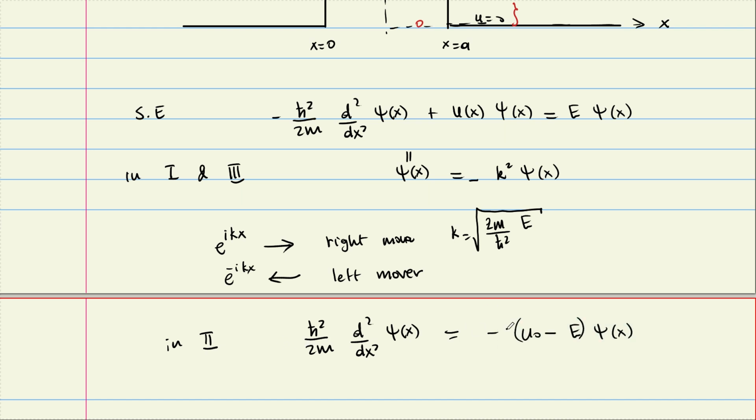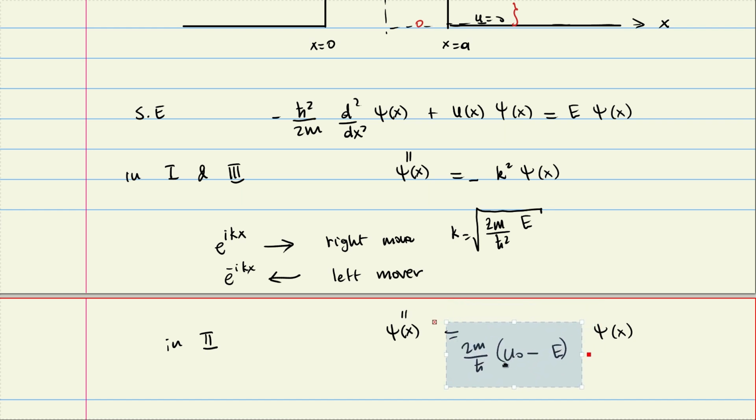And this overall minus is going to cancel this one. And I'm going to write this 2m over h bar squared here, erase this, and erase that, and double prime. And this thing is going to be what we call alpha squared, or I'm going to take the square root, and this is going to be alpha squared.